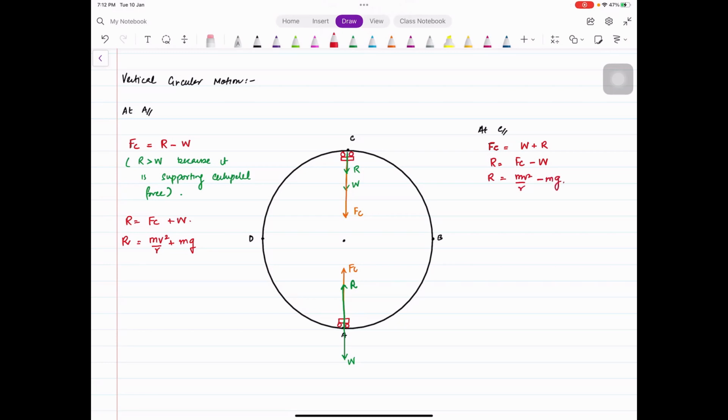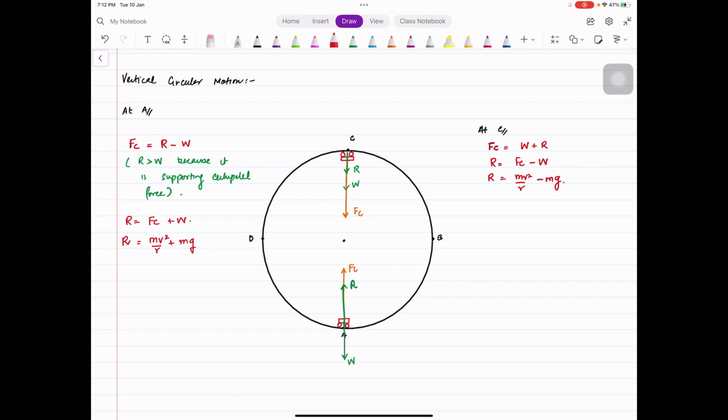So obviously the reaction will be lowest. That's why when anything goes upwards, like when you're on a swing that goes 360 degrees, the most fun you have is when it goes at point C, because at that time you feel like you're weightless, right? And that's something you enjoy, because you do not feel reaction, or the reaction on your body is very small, right?